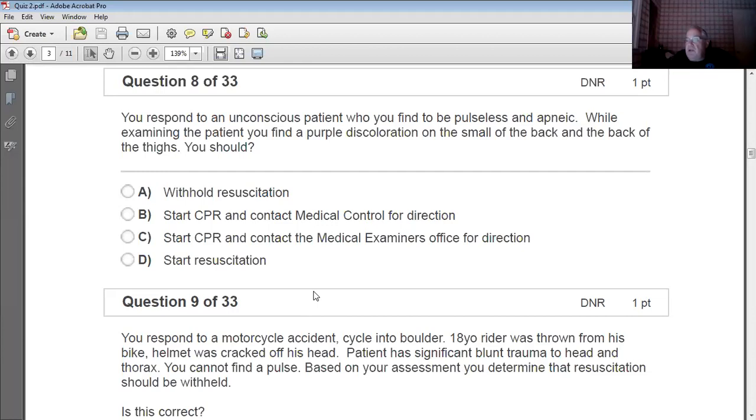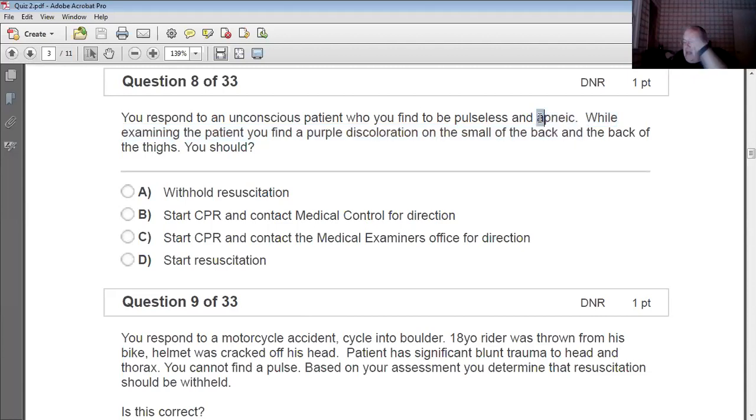Question 8, you respond to an unconscious patient who you find to be pulseless and apneic. So pulseless means obviously no pulse. Apneic is the medical term for not breathing, okay? So again, if we went back to when we did medical terminology, right, there's always one part of the word, usually the beginning part of it, and then there's the other part of it, right? So there's the prefix and the root.